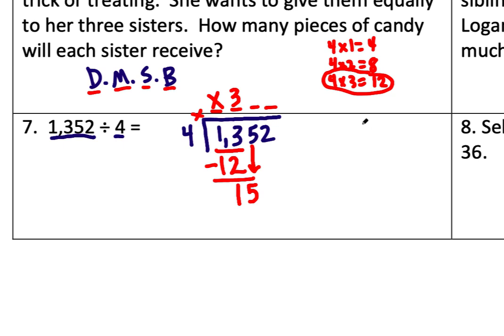If you don't, come over here and do your multiples of 4. I already have my multiples of 4. 4 times 4 is 16. That is too big, so I cannot use that. I have to use the best number, and once again, it is going to be 4 times 3 is 12.